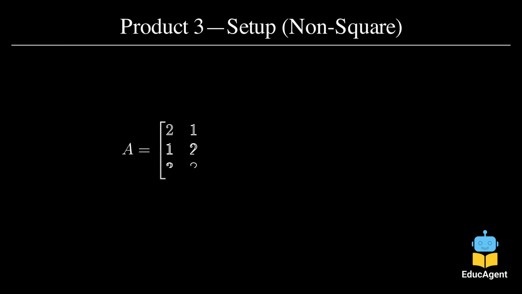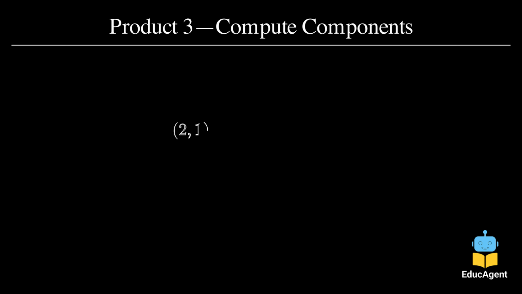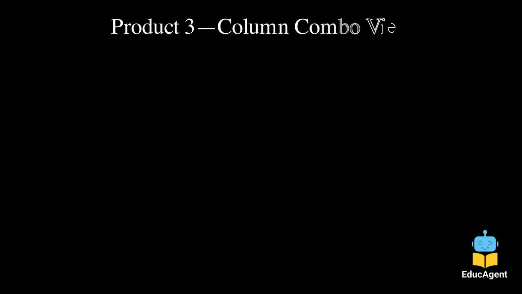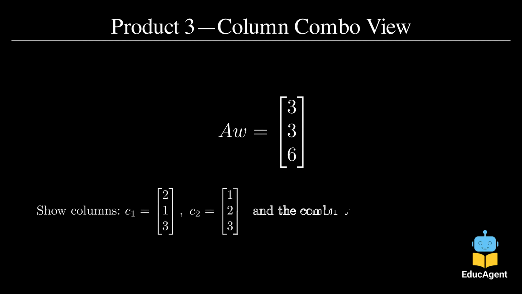For the third product, A is 3x2, so it takes 2D inputs. So the result will be a 3-component vector. First component is 3. Second component is also 3. Third component is 6. So the final product is 3, 3, 6, because W equals 1, 1. This multiplication simply adds the 2 columns of A.